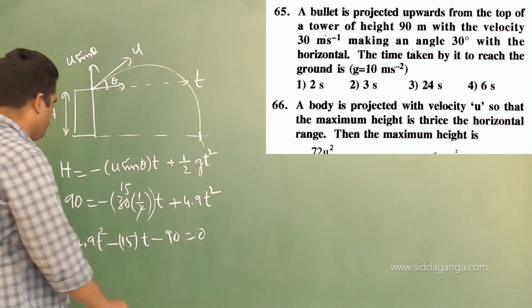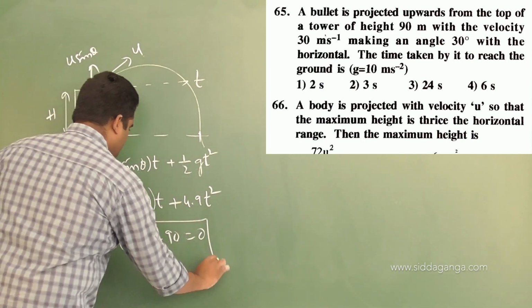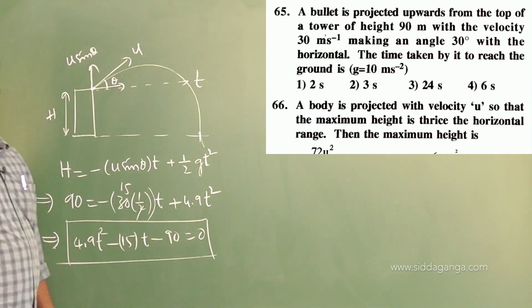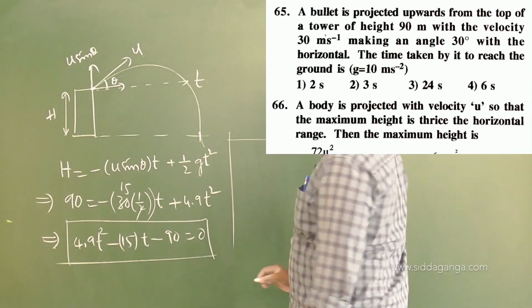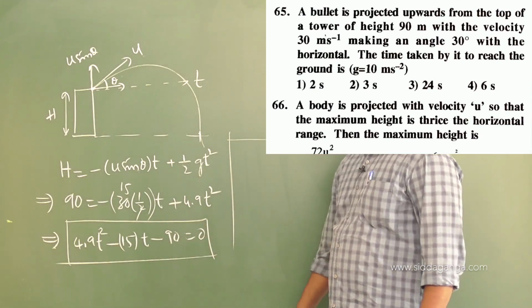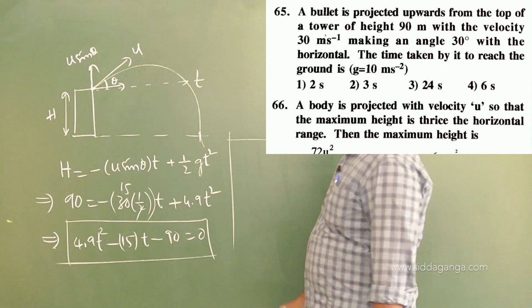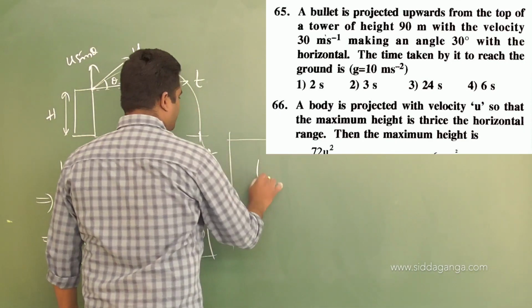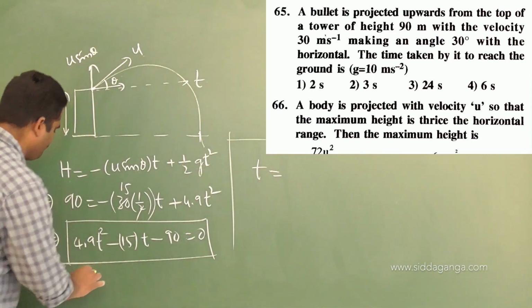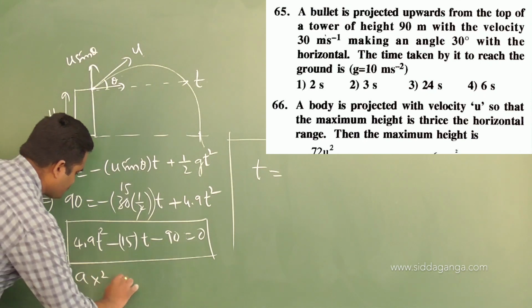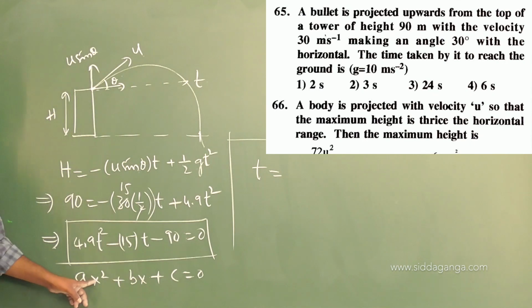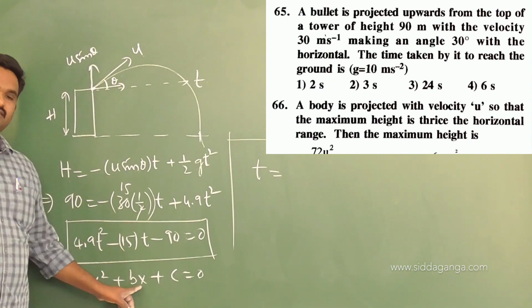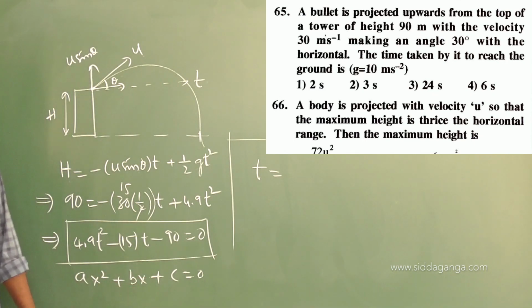So this is a quadratic equation we got, and we have to solve it now. 4.9 t square minus 15t minus 90. What is the root of this quadratic equation? Compare this with ax square plus bx plus c equals 0. You know the roots of the quadratic equation are minus b plus or minus root of b square minus 4ac, all by 2a.